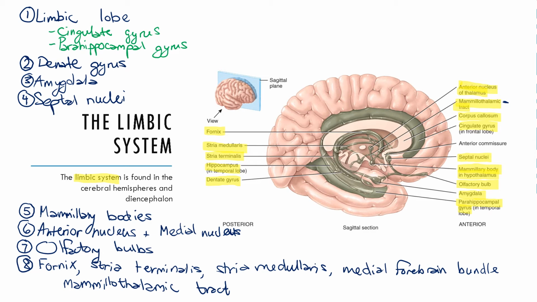Now, the limbic system is sometimes called the emotional brain. And this is because it plays a really primary role in a range of emotions, including pain, pleasure, docility, affection, and anger. And it's also involved in olfaction and memory.